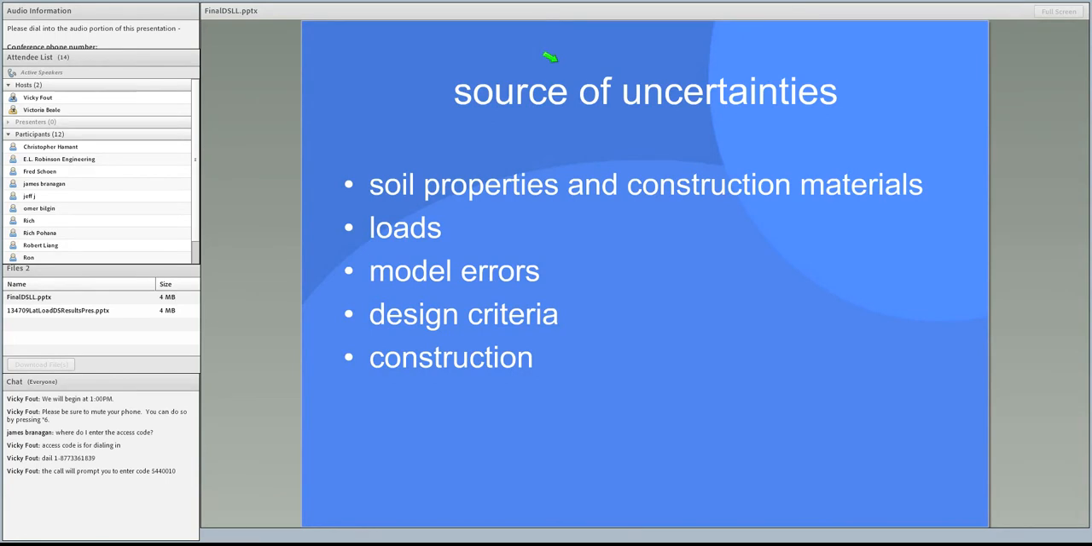Okay, let's take a look at the various sources of uncertainty in the design process. We have uncertainty coming from the soil property, construction material, load, model error, design criterion, and construction. Today I will talk about the first four categories of the uncertainty. The construction uncertainty is difficult to quantify, so we won't talk about it today.